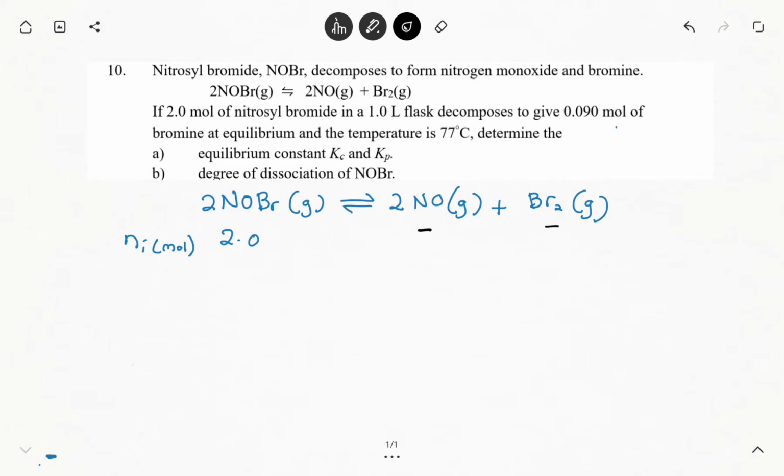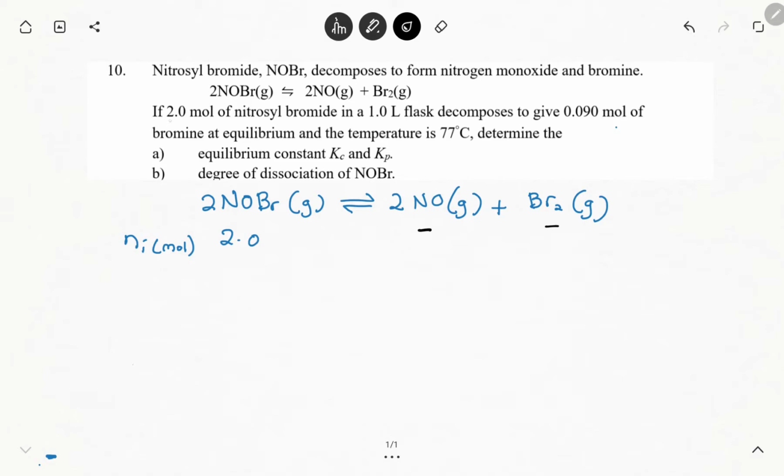Okay, so this is tutorial 6.1 and 6.2, question number 10. So let's read the question first. Nitrosyl bromide decomposes to form nitrogen monoxide and bromine. Okay, the equation is given.